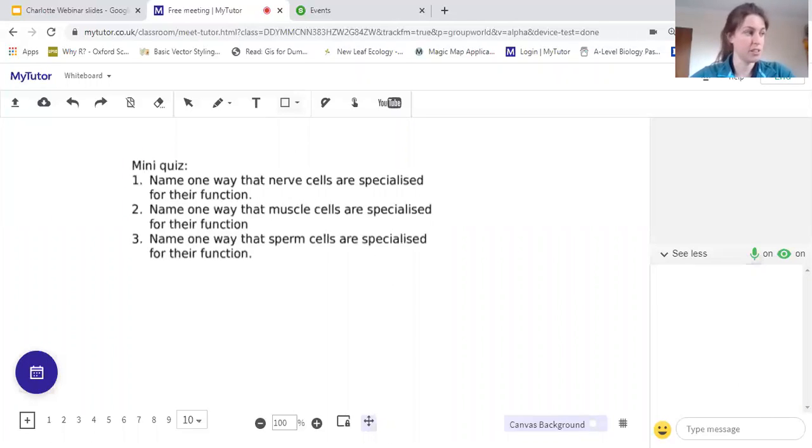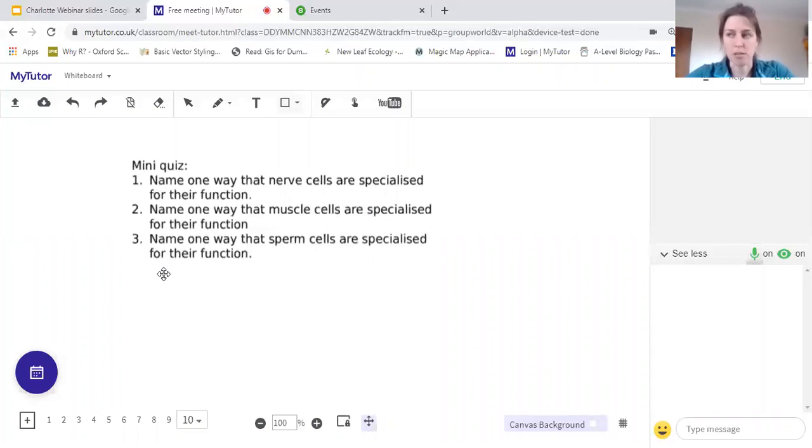Nerve cells have axon, yes, exactly. So the axon is for conducting that electrical pulse, that nervous impulse. Nerve endings, yes, really good for passing on that impulse. And dendrites, exactly. So dendrites are what are attached to the next one on. So if you like, it's kind of dendrites at the front and then an axon and then the nerve ending. Good, okay. Question 2, name one way that muscle cells are specialized for their function.